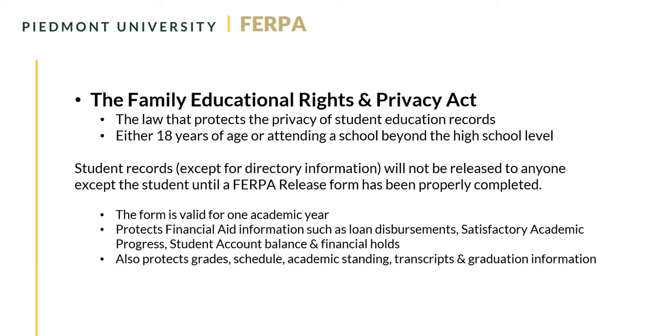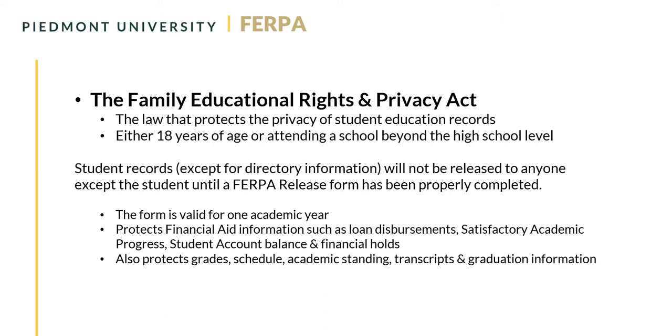We will not disclose any private information to anyone, even a parent, unless you provide written consent. You can provide this consent by completing the FERPA form. This form allows us to speak to a parent or guardian about your bill, financial aid, and payment plan. The form is good for one academic year, and when it expires, we'll send you a new one to complete.